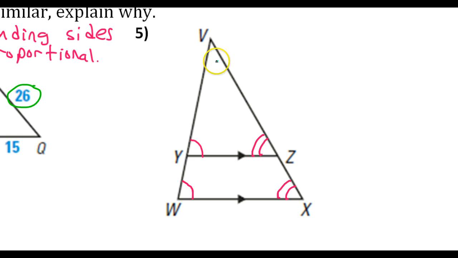Also, we have a shared angle. The inner triangle and the outer triangle both share angle V. So angle V is going to be congruent for both triangles. So all three angles are going to be congruent. Therefore the two triangles will be similar by the angle-angle similarity postulate.